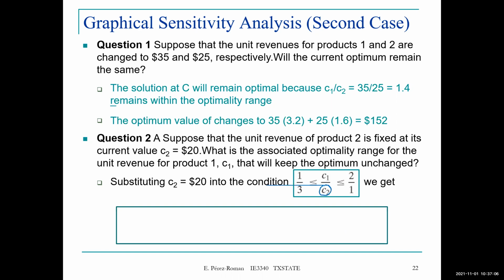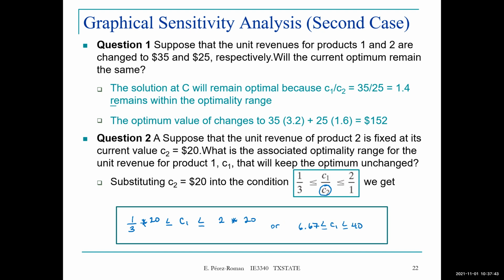So we're going to make this equal to 20, and we're going to end up with 1/3 times 20 less than or equal to C1, and then 2 times 20 less than or equal to 40. So this is 6.67 less than or equal to C1 less than or equal to 40.